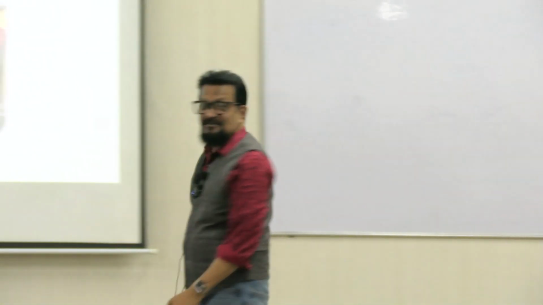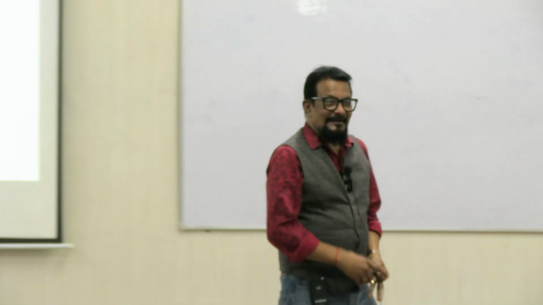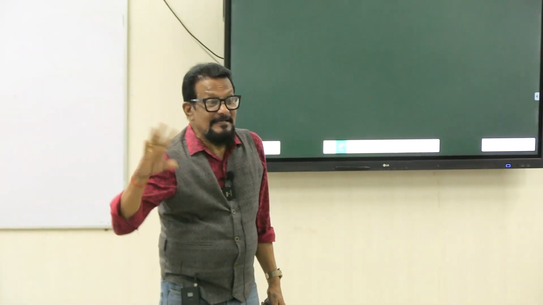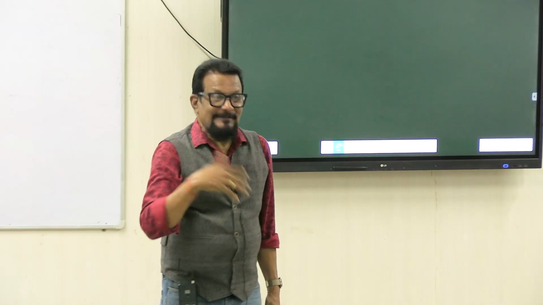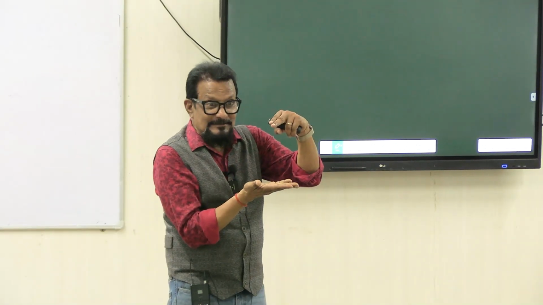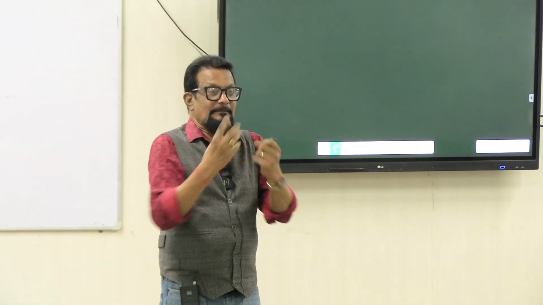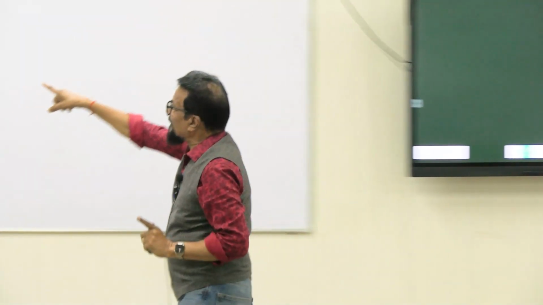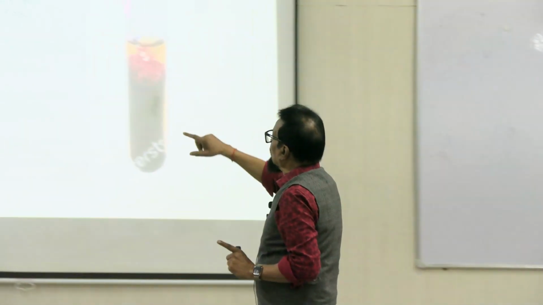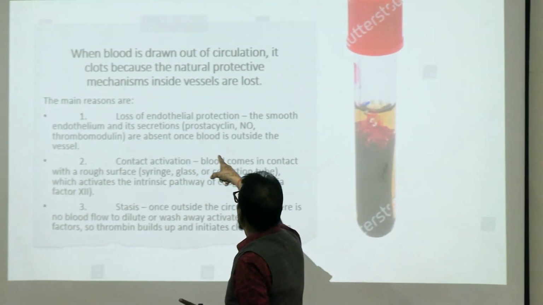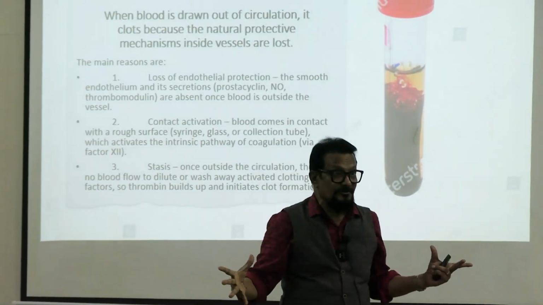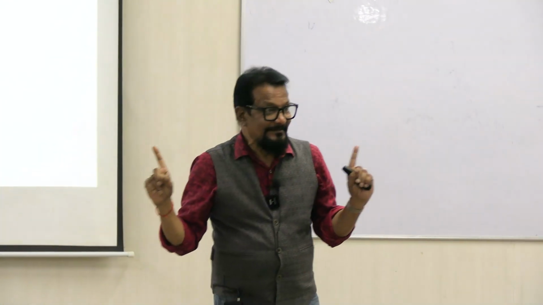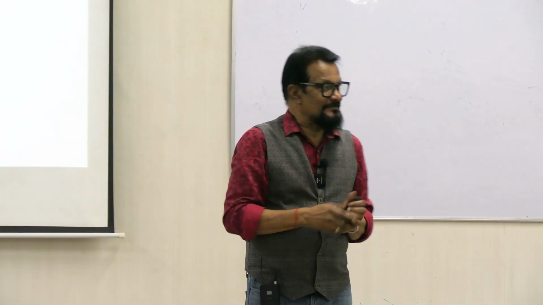And thirdly, stasis. Here, since blood is not circulating, the activated factors are not washed away, they are not diluted, because it is a stasis condition. So they gradually become activated and a clot is formed. So this is why when blood is drawn out of circulation, it clots: the natural protective mechanisms inside vessels are lost. So clear? So now you can explain these two conditions.